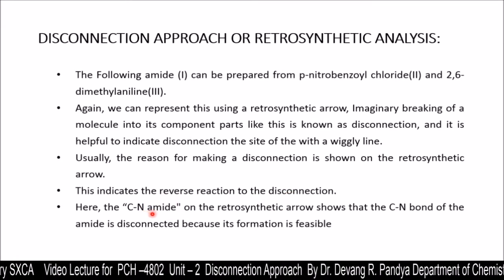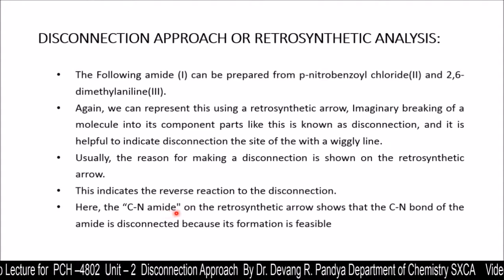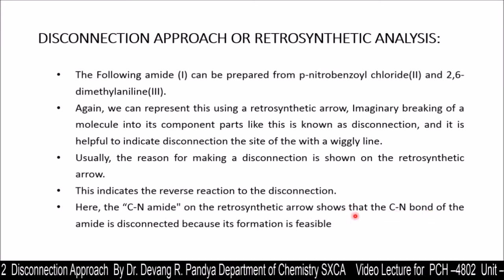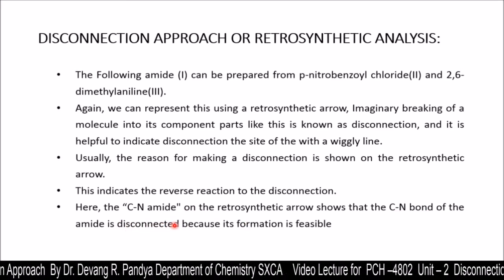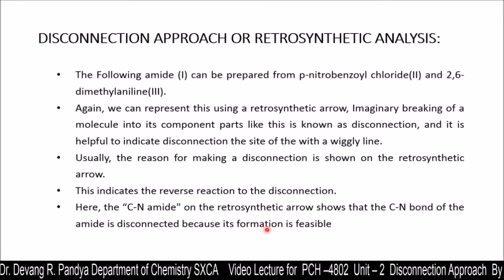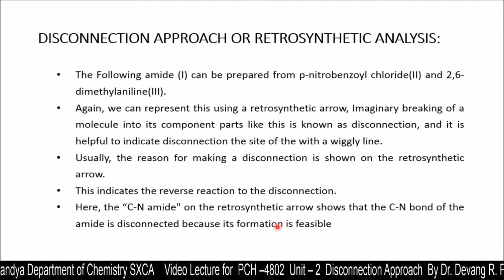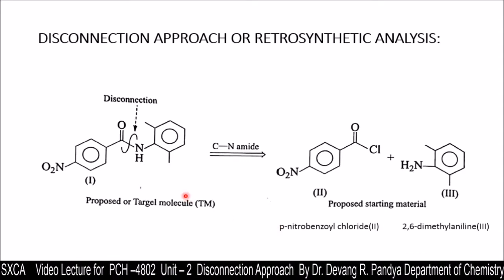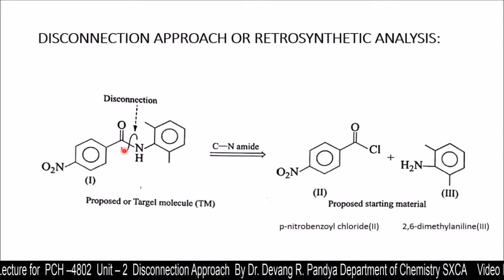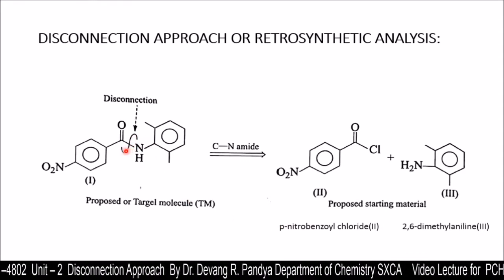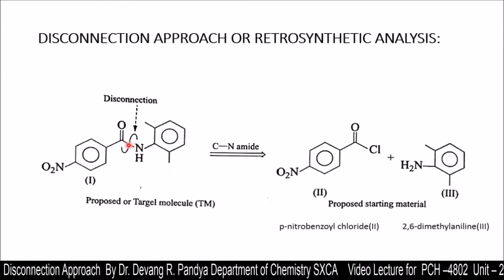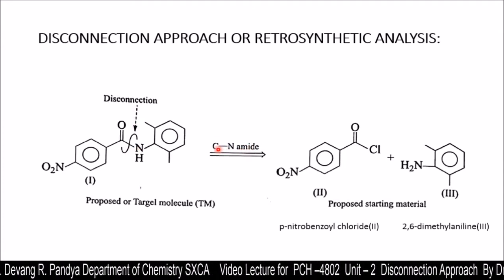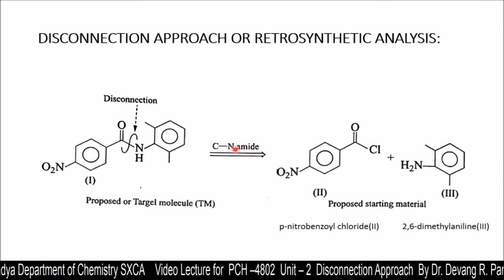Here the carbon-nitrogen bond of the amide is disconnected, shown on the retrosynthetic arrow, because its formation is feasible. So the feasible site would be disconnected. You can see the wiggly line shown here for this amide, and that wiggly line shows that the carbon-nitrogen bond is to be disconnected from this site, that is known as carbon-nitrogen amide disconnection.